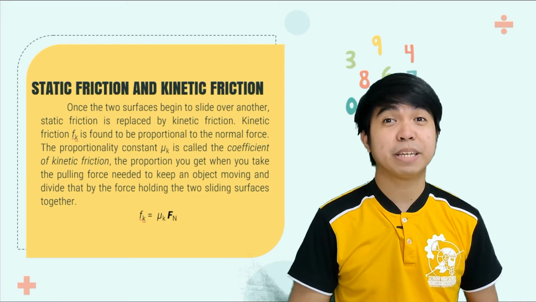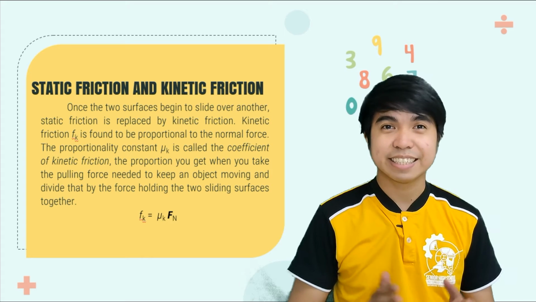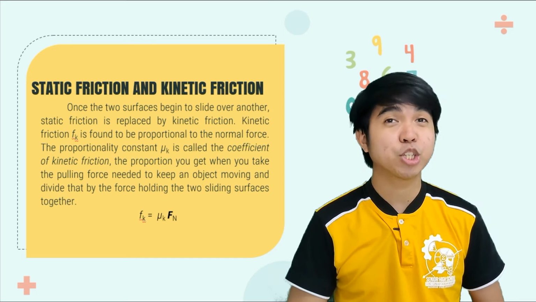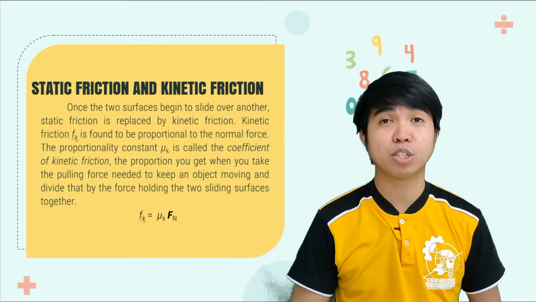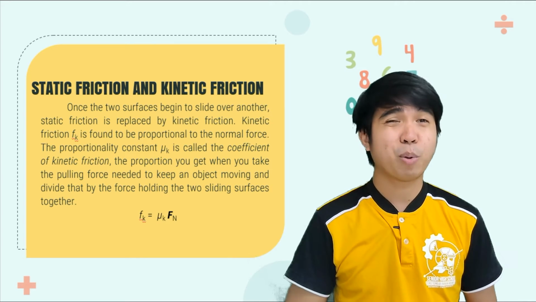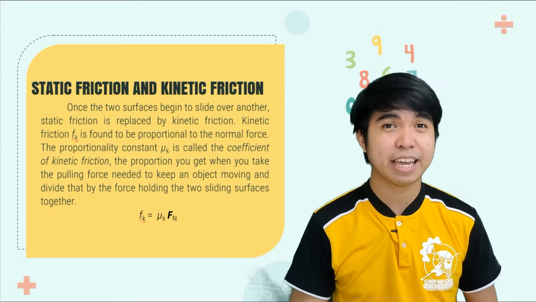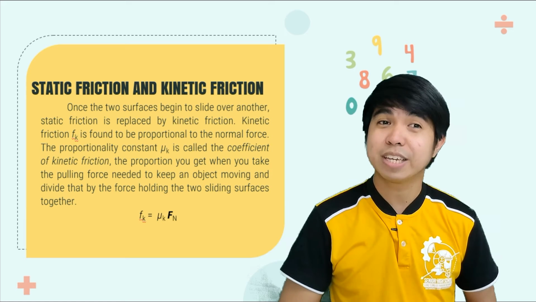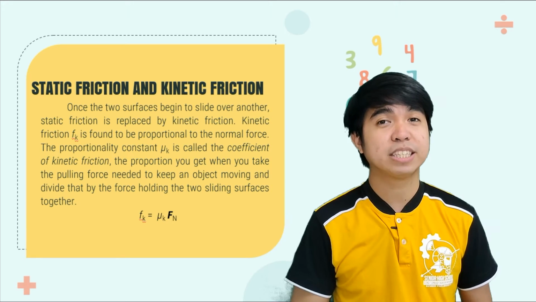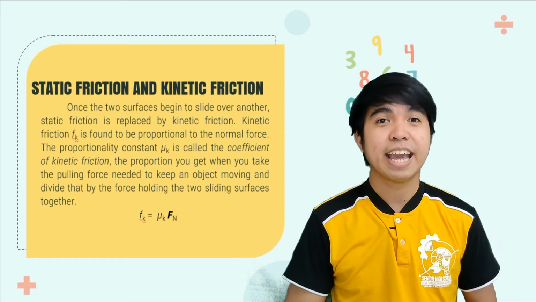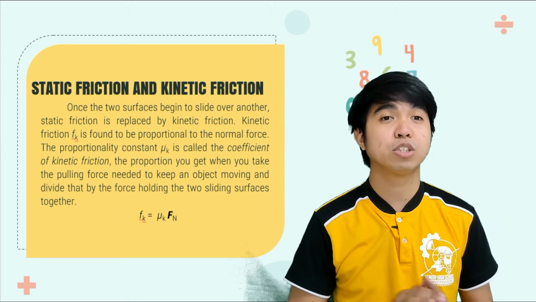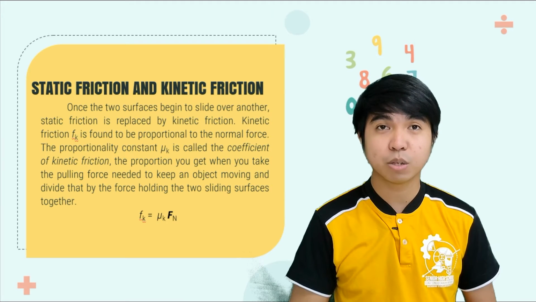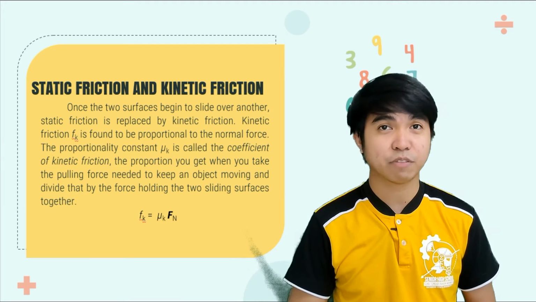Once the two surfaces begin to slide over one another, static friction is replaced by kinetic friction. Kinetic friction, or F sub k, is found to be proportional to the normal force. The proportionality constant mu sub k is called the coefficient of kinetic friction. It is the proportion you get when you take the pulling force needed to keep an object moving and divide that by the force holding the two sliding surfaces together. In equation, we have F sub k is equal to mu sub k times F sub n.